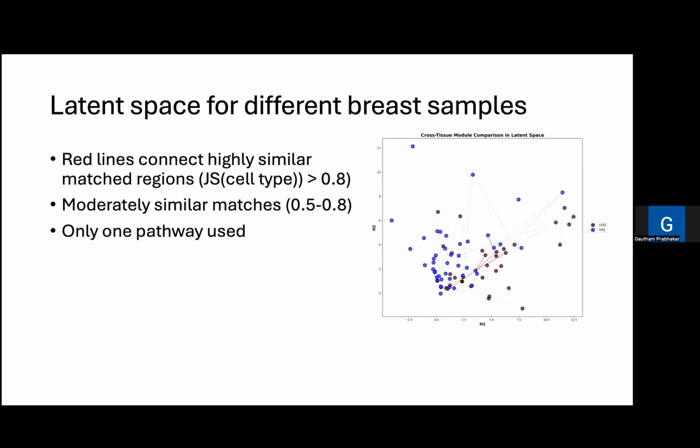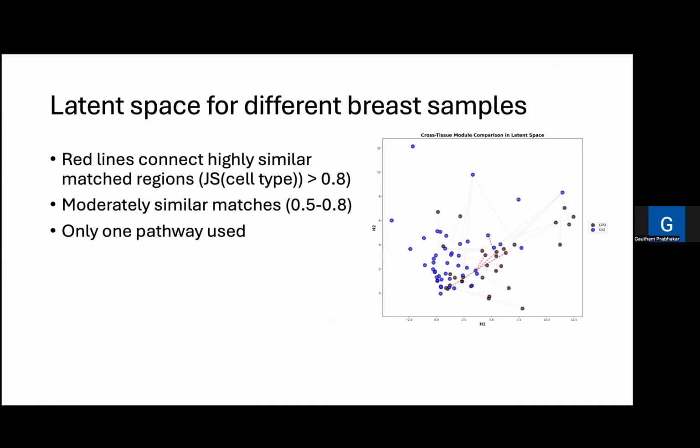In this plot, this is the latent space as a result of the model. We're still trying to improve it in terms of its accuracy and the architecture to make it more efficient. Again, you can see that there are very few samples and very few modules involved, so I think adding more tissues should help with the accuracy. And the red lines connecting different dots on this plot indicate high similarity in terms of their cell type composition.